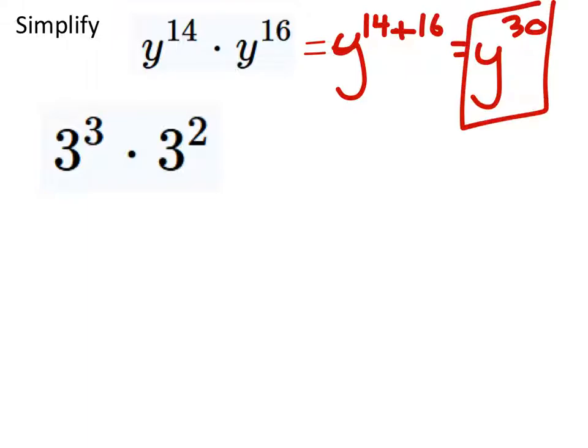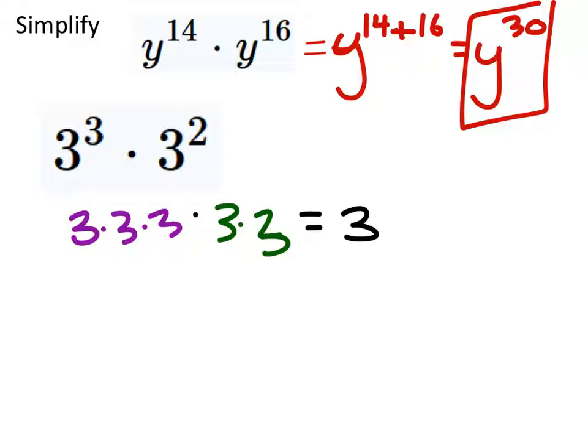There we go. This other one we can expand though, right? 3 to the 3rd, and this is multiplied by 3 squared. Oh, that's a 3. Decent recovery. Alright, well, we have a base of 3, and how many 3's do we have? 5. 3 to the 5th, done.